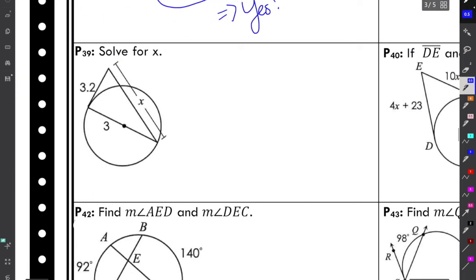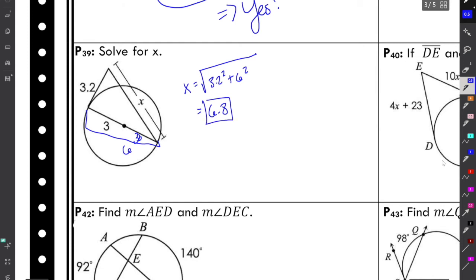Okay, 39. Solve for x again here. Okay, so this leg right here will be 6. So x is going to be square root of 3.2 squared plus 6 squared, which is equal to 6.8.